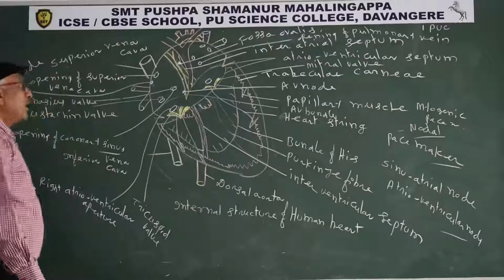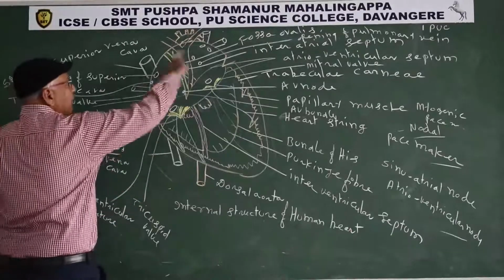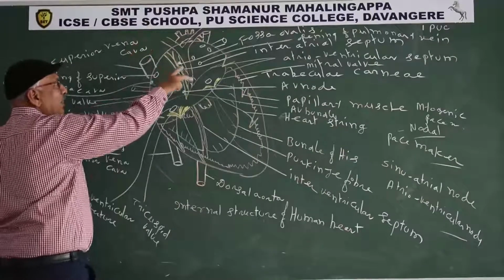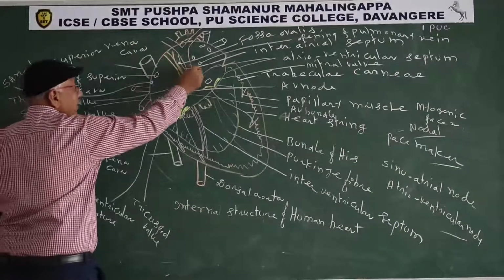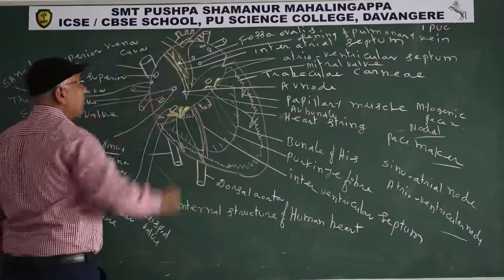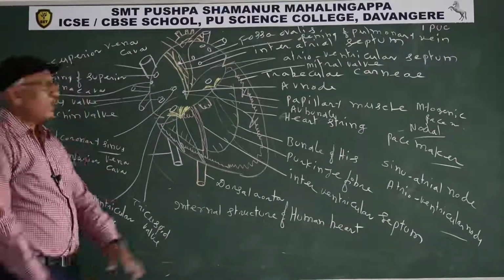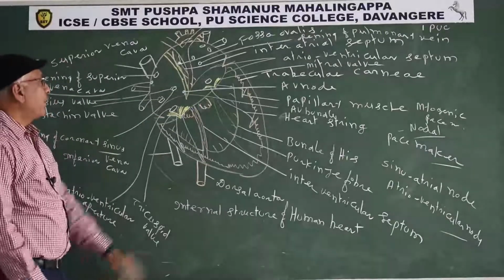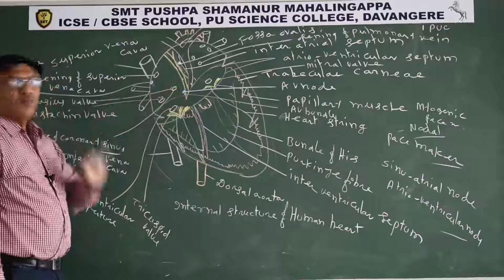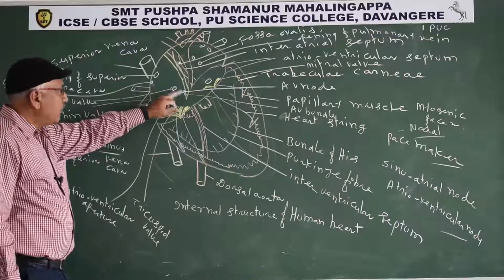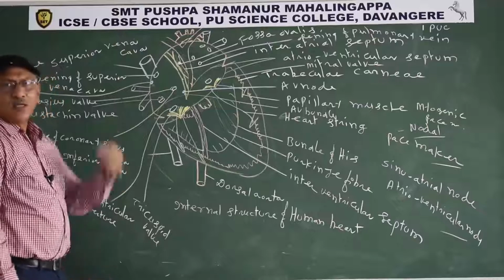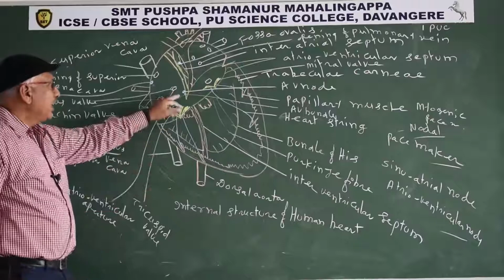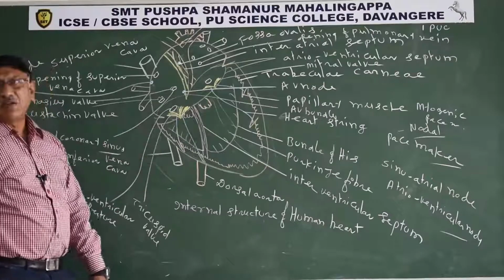The SA node generates the wave of contraction. The wave spreads all over the atria, and the atria undergo contraction. When the atria contract, the wave of contraction enters the interatrial septum. From the interatrial septum, the AV node receives the wave of contraction. The AV node acts as a relay station. The muscle bundle arising from the AV node is known as the AV bundle. The AV bundle enters the interventricular septum.